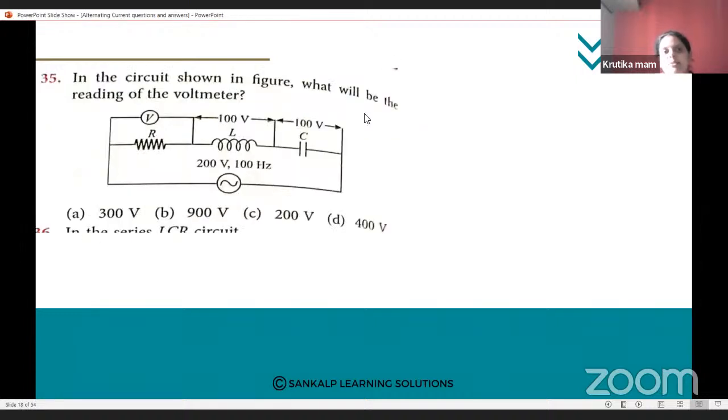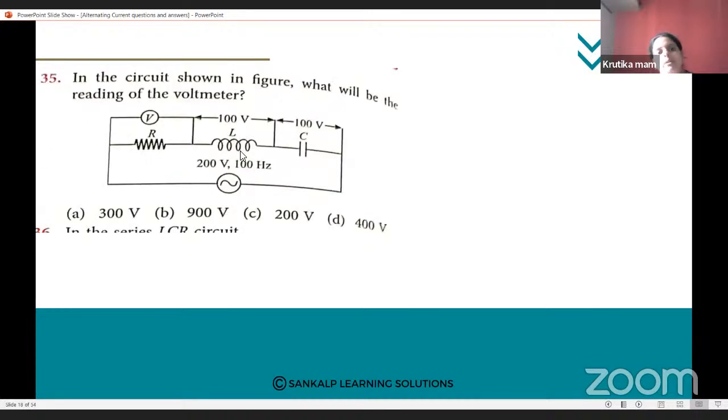Similar one. So here you have the circuit which consists of a capacitor, an inductor, and a resistor. You have an LCR circuit. What will be the reading of the voltmeter? 300 volt, 900 volt, 200 volt, 400 volt. What will be the reading of the voltmeter? Voltage you have to calculate. Potential difference you have to calculate.